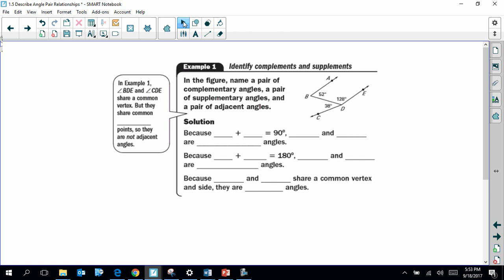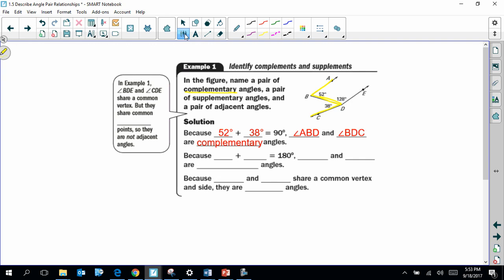Moving on here, we're going to take a look at, can we identify complementary and supplementary angles? Specifically, let's look at complementary angles first. Complementary angles are simply two angles that have a sum of 90 degrees. So looking at the diagram, I can see I have a 52 degree angle here, and I have a 38 degree angle here. So between angle ABD and angle CDB, those are two angles that make 90 degrees, and therefore they are going to be complementary.